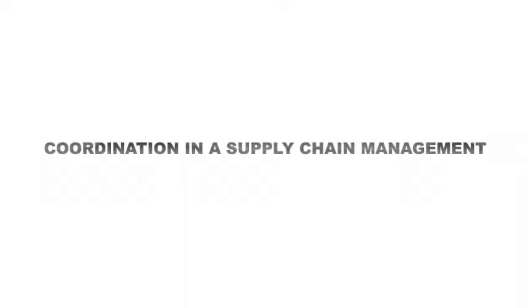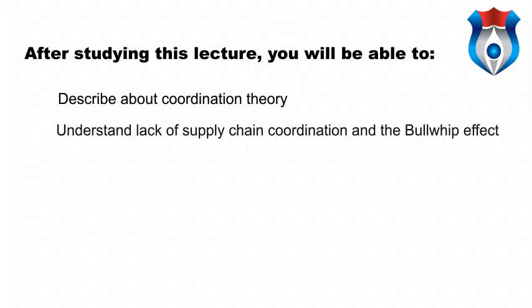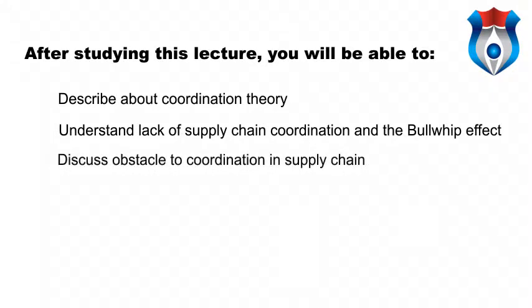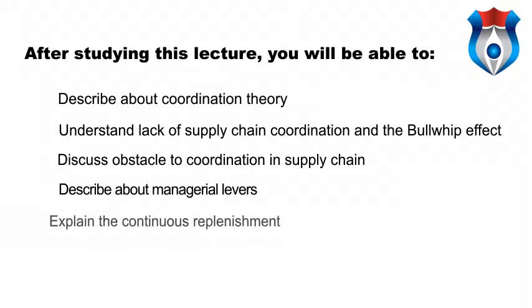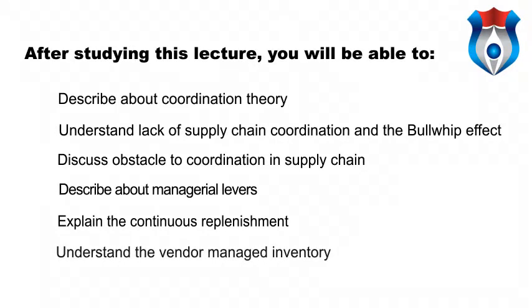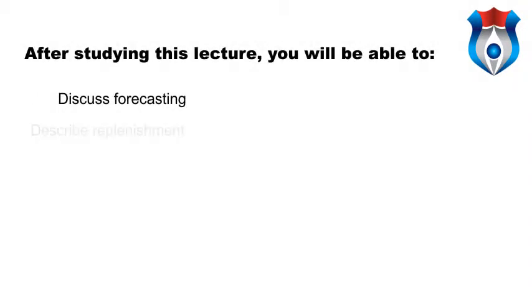Hello students, welcome to the lecture on coordination in supply chain management. After this lecture we will be able to learn the following objectives. Describe coordination theory, understand lack of supply chain coordination and the bullwhip effect, discuss obstacles to coordination in supply chain, describe managerial levels, explain continuous replenishment, understand vendor managed inventory, define collaborative planning, discuss forecasting, describe replenishment.